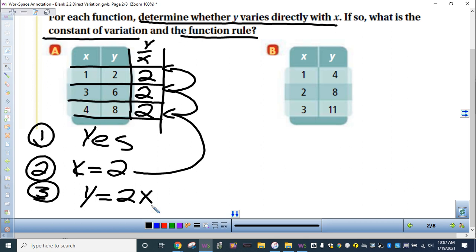So if you get different numbers when you divide that third column, y by x, then you don't have to answer 2 and 3. You're done with the problem. Okay? So we'll make our additional column here as well.